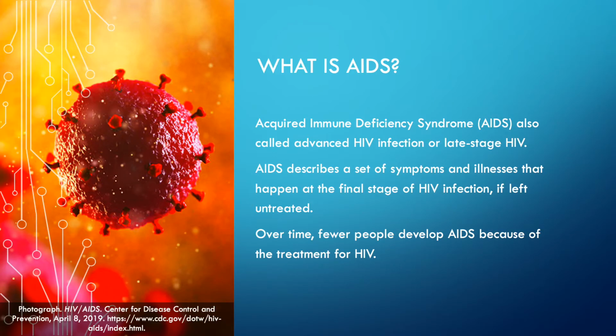What is AIDS? Acquired immune deficiency syndrome, also called advanced HIV infection or late-stage HIV. AIDS describes a set of symptoms and illnesses that happen at the final stage of HIV infection, if left untreated. Over time, fewer people develop AIDS because of the treatment for HIV.